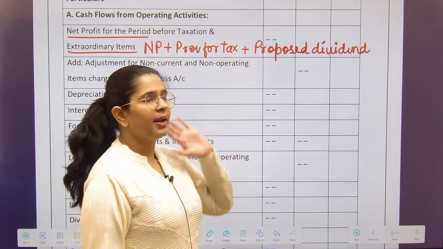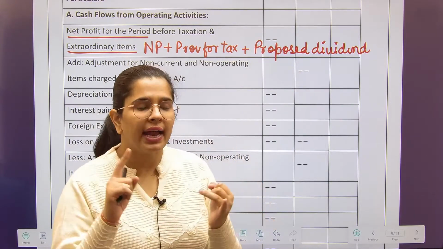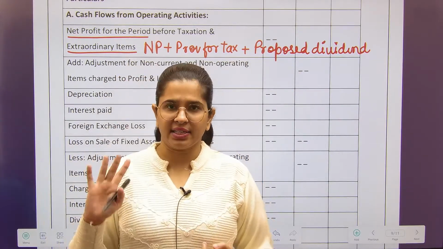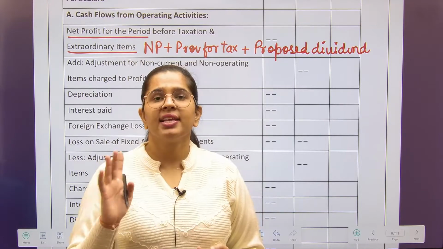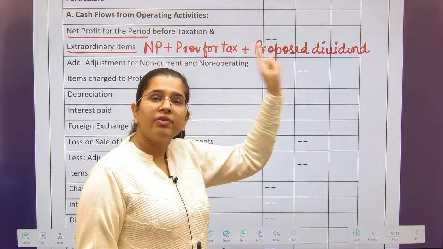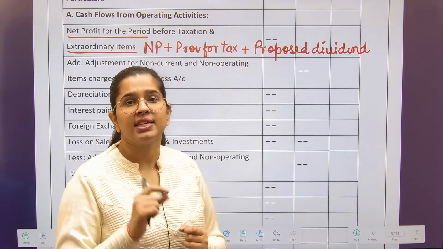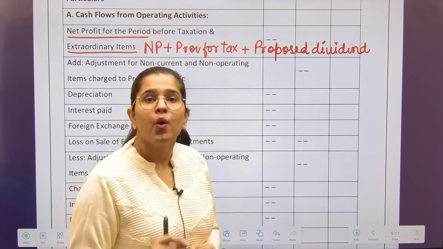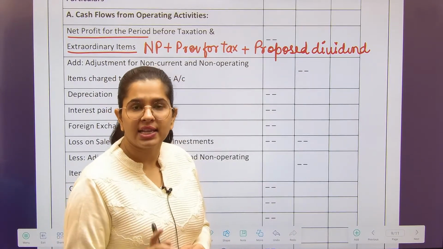So hence we made a provision, but we know that dividend is a financing activity. And even in financing activity, we will not deduct proposed dividend. We will deduct the dividend which has been paid. I repeat, we will deduct the dividend which has been paid.